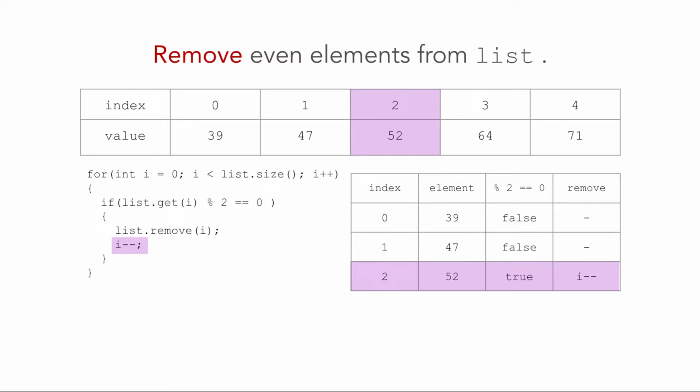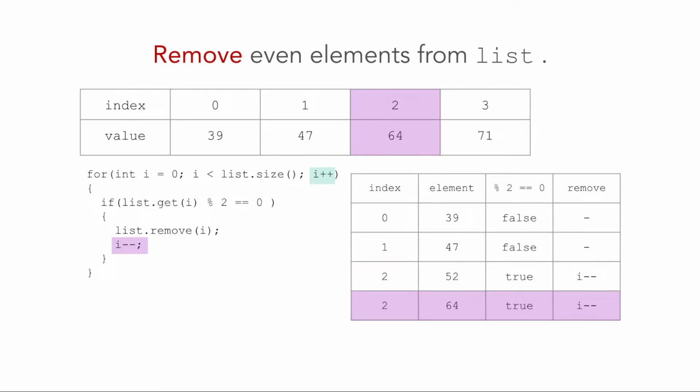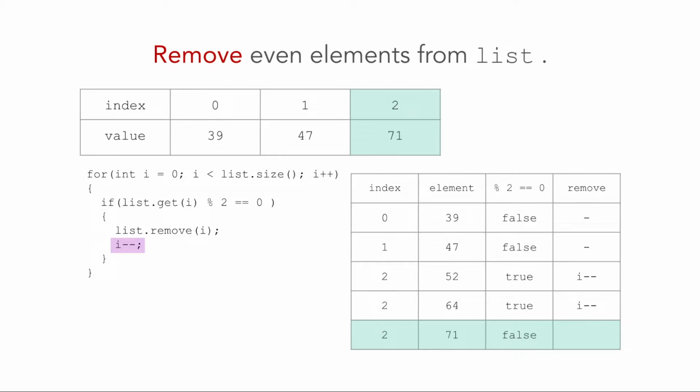Let's trace the algorithm now. At this line of code, index is 2. If we decrement, index becomes 1. As we enter the loop again, we increment the index, which will take it back to index 2. Element 64 is currently at index 2 and is also an even number. We will remove the value and decrement the index by 1 again.